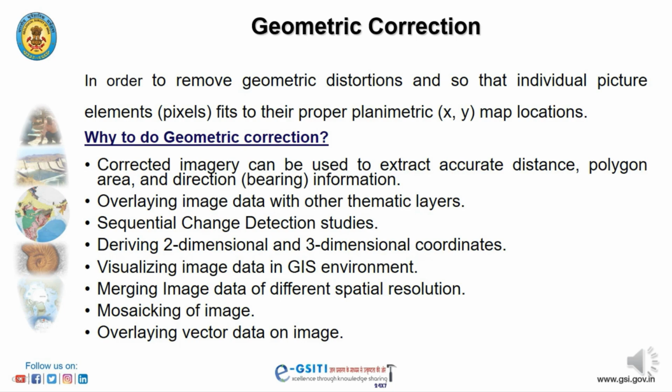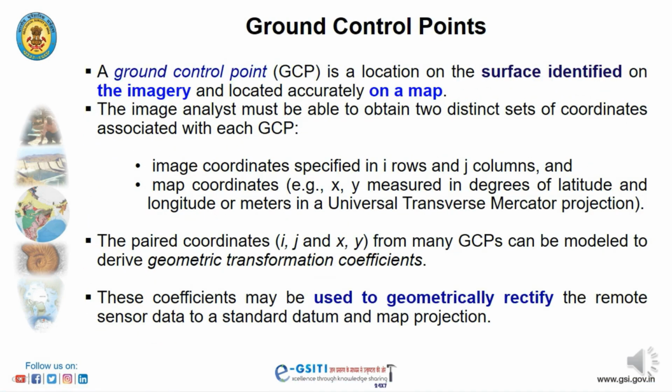We can visualize image data in a GIS environment. Also, we can merge image data of different spatial resolutions. While mosaicing an image, it should have proper geometry corrected data. We can overlay various vector data as a shapefile on an image. Few components related with geometry corrections.